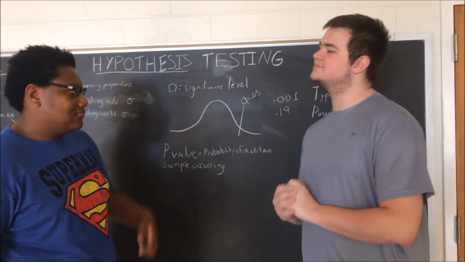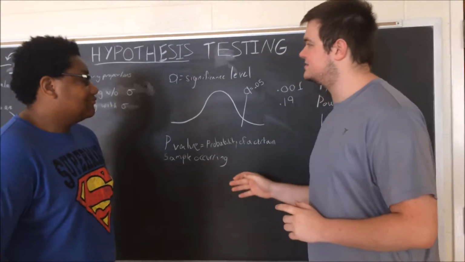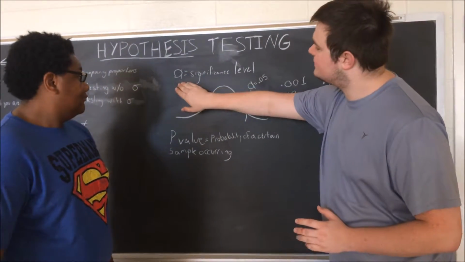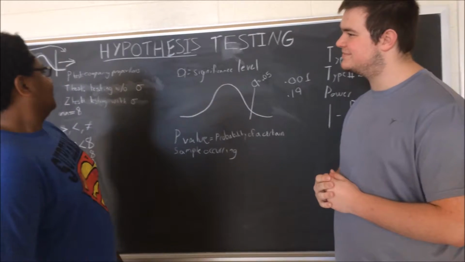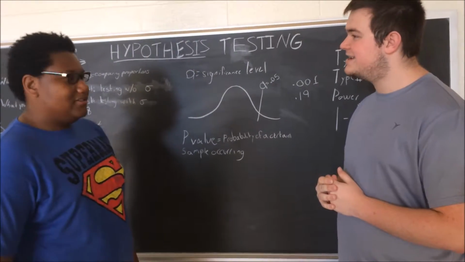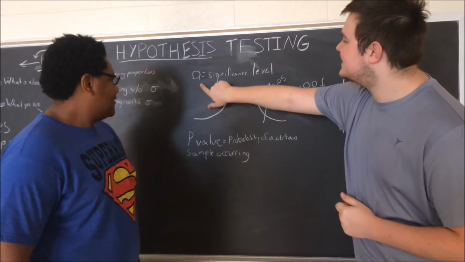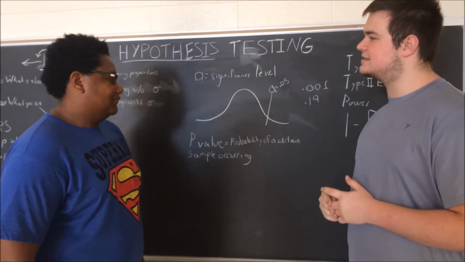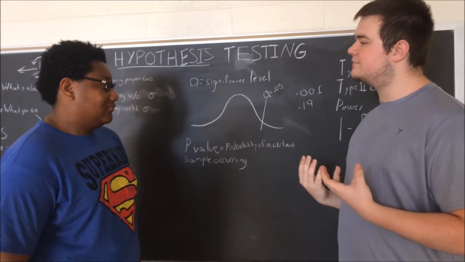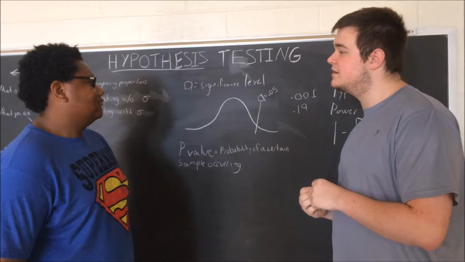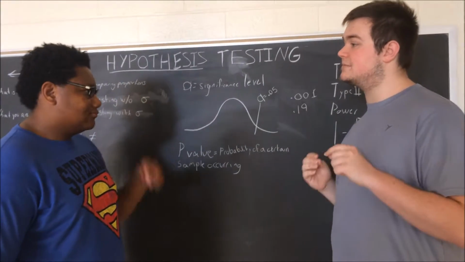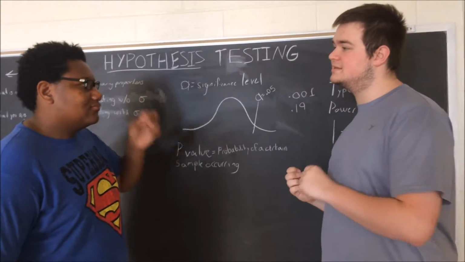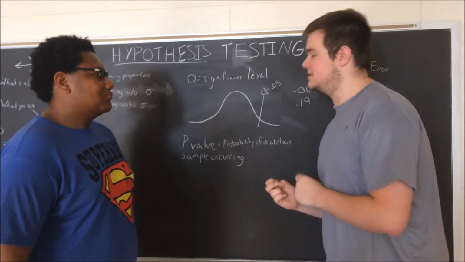So let's go over some specific vocabulary with hypothesis testing. So this, what does that look like to you, Psyche? An A? Close enough. This is alpha, and alpha is the significance level. Generally, the alpha is at 0.05. Sometimes it can be 0.1, sometimes it can be 0.01, sometimes even 0.001.